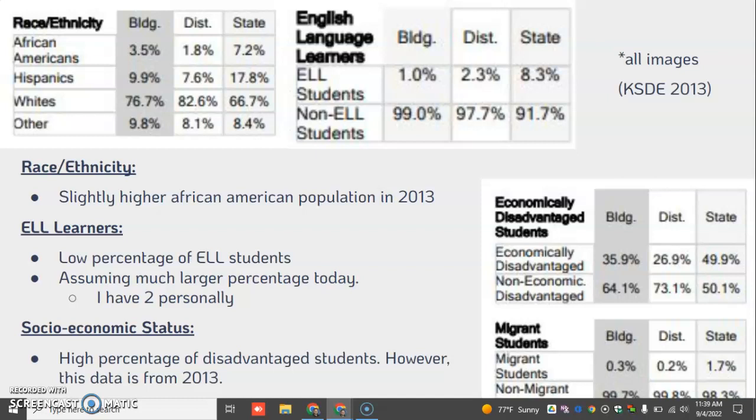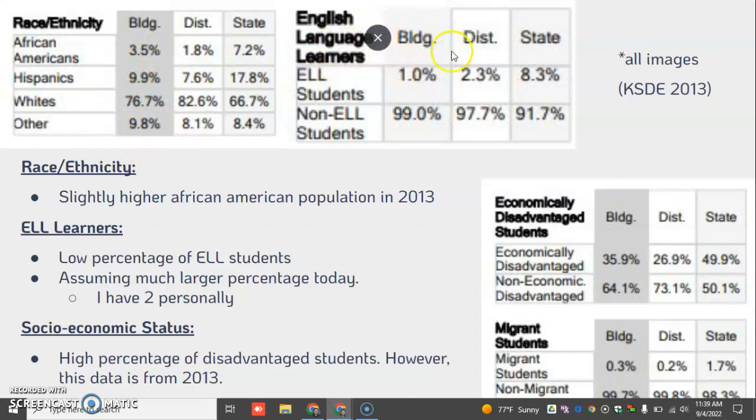But as far as race and ethnicity, as of 2013, we did have a slightly higher percentage of African American students. You can see here it was about 3.5%, and we're currently at about 2%. As far as the rest of the demographics, they are pretty similar. We're still at about that 77 mark, so really not much has changed as far as that goes.